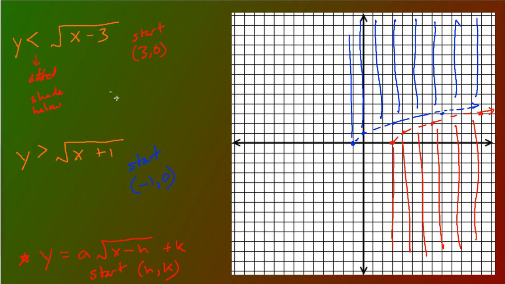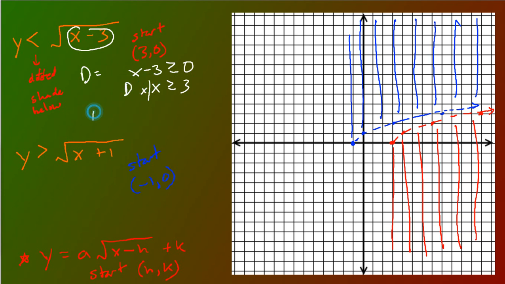Now when I'm doing these, I might be concerned with my domain. So let's take a look at this one. So this one's domain, x minus 3, this has to stay positive or 0. So x has to be greater than 3. Okay, so that's my domain.